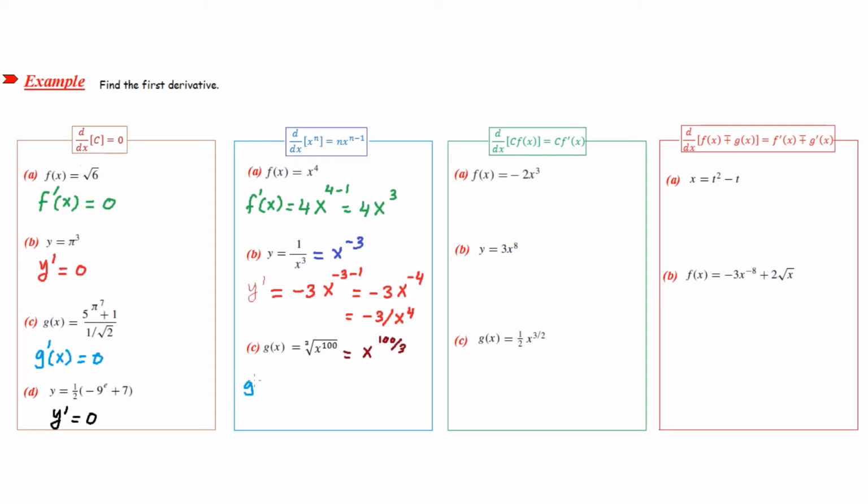So g prime of x equals, put down the power, we have 100 over 3, x to the power 100 over 3 minus 1. And for 100 over 3 minus 1, we can write 1 as 3 over 3, and you will get 100 over 3 minus 3 over 3, and this equals 100 over 3 x to the power 97 over 3.